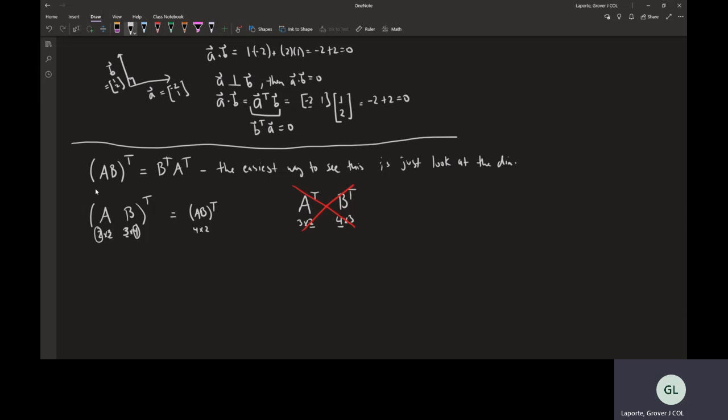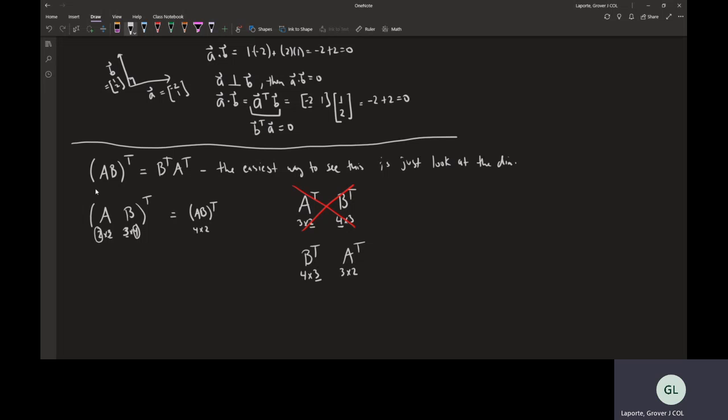So the question is, can we at least multiply if we reverse the order? B transpose, A transpose, and let's see what happens. If I get B transpose, I know that's going to be a 4 by 3. So this is a 4 by 3. And I do A transpose, I get 3 by 2.